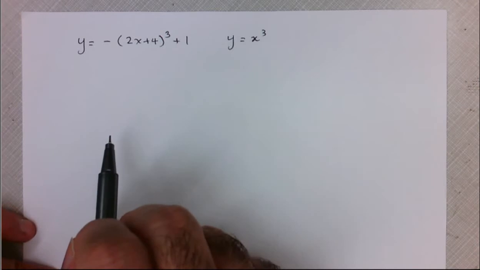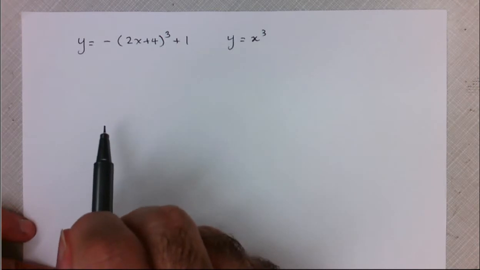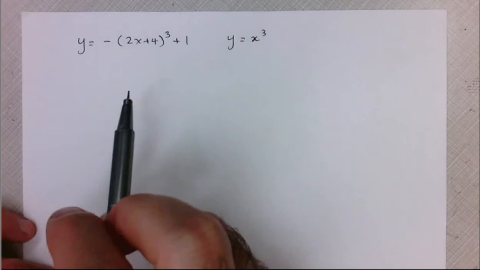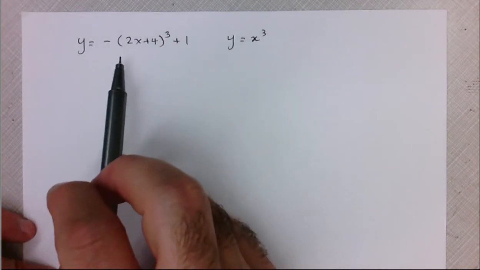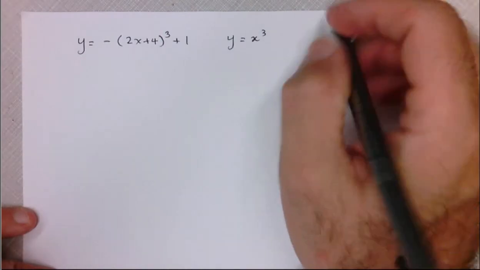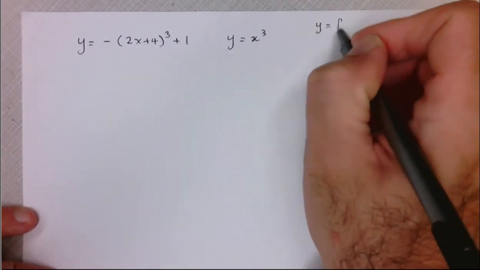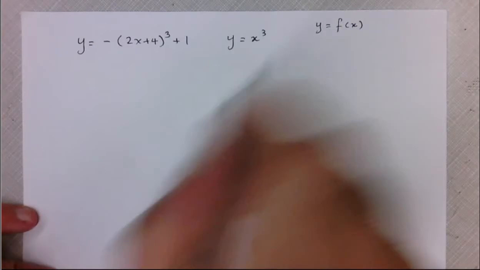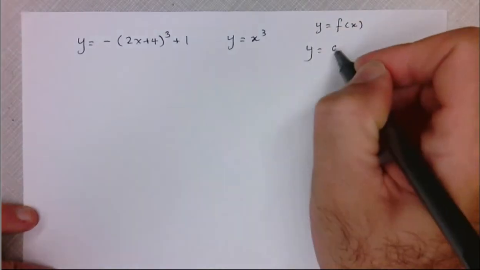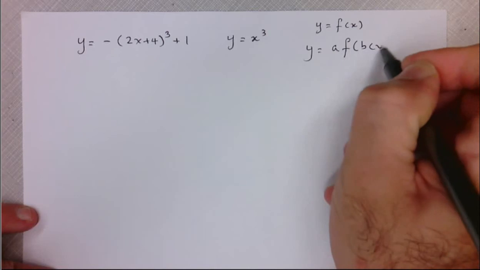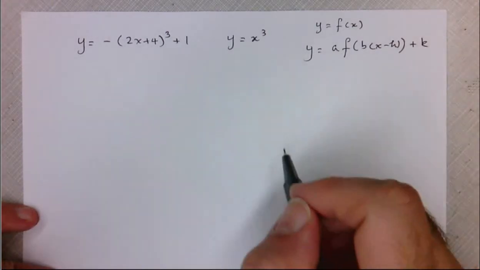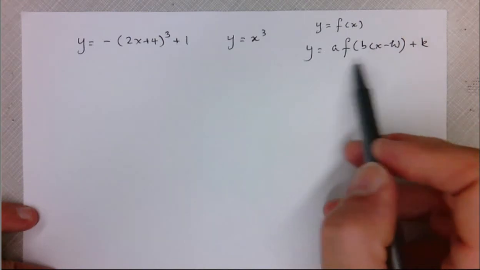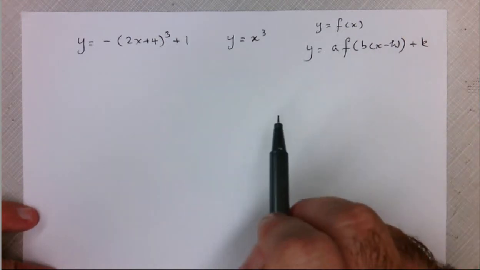Okay, and the first thing we have to do is identify what transformations we're working with. Now keep in mind that in order to correctly identify transformations, in particular the horizontal ones, the function has to be in a particular form. So let's look at the general form of a transformed function. So if y equals f at x is our parent function, y equals a times f at b times x minus h, okay, plus k.